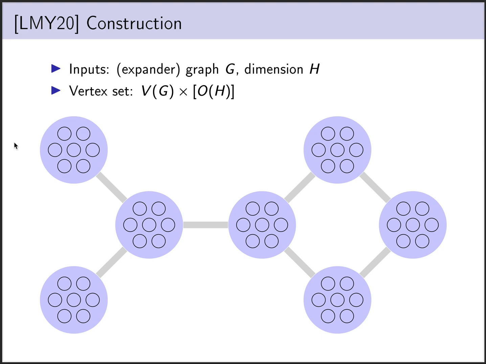Then, as I mentioned, this is going to look like a graph product. So our vertex set will naturally be the product of the vertices of G with a set of order H. And we'll think of the set of order H as being, say, the vertices of a complete simplicial complex. But really what this is going to look like is we had our graph G, we replace every vertex in G with a set of size order H, or with a cluster of vertices of size order H.